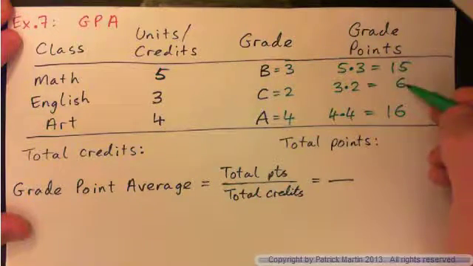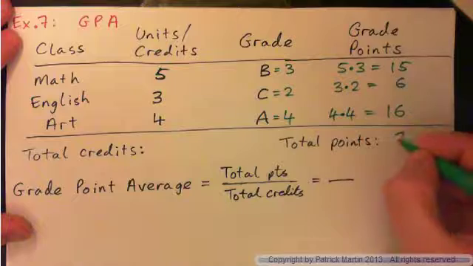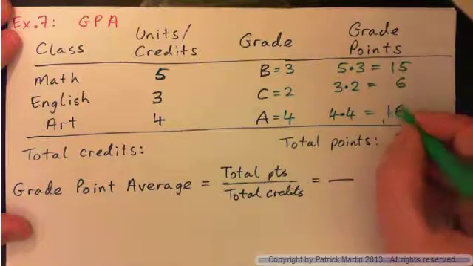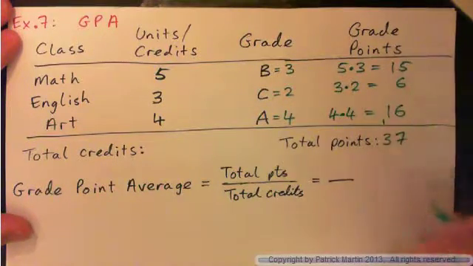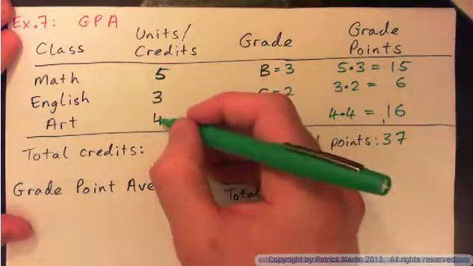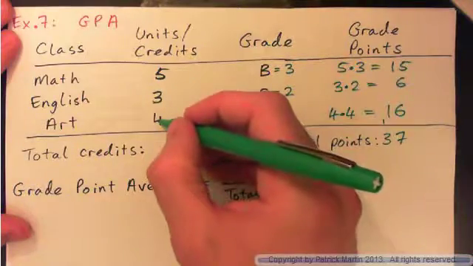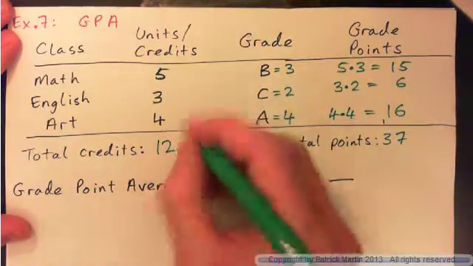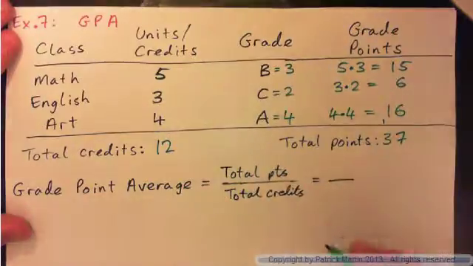5 and 6 is 11. 11 and 6 is 17, carry the 1. 1 and 1 is 2, and 1 is 3. 37 points, right? How many credits? 5 and 3 is 8. 8 and 4 is 12. So 12 units or 12 credits, whatever you want to call it.